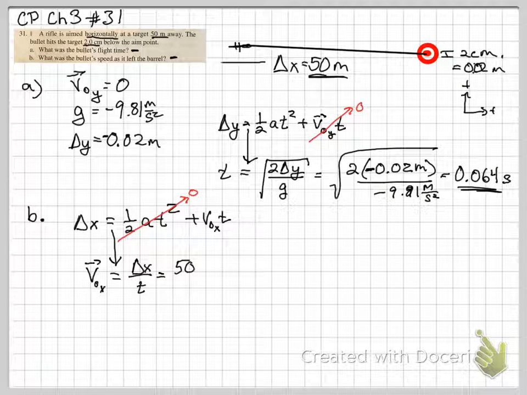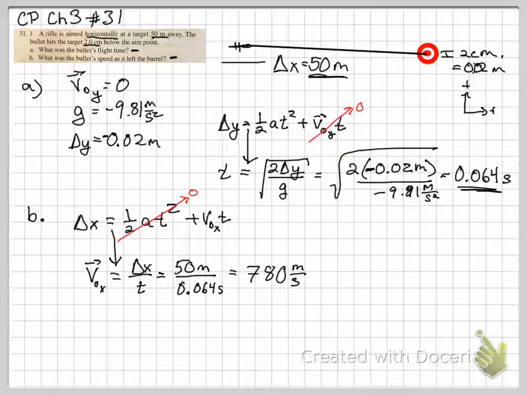So we know it traveled 50 meters in the x-axis, and we know that it was in flight for 0.064 seconds before it hit the bullseye. That means it traveled at 780 meters per second. Notice how we have two sig figs here.